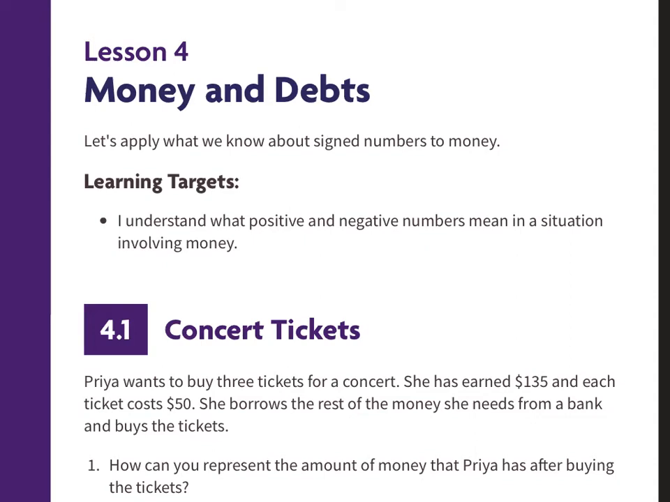All right, lesson 4, money and debts. It says, I understand what positive or negative numbers mean in a situation involving money. Everybody loves money, right? So let's talk about it for a second.